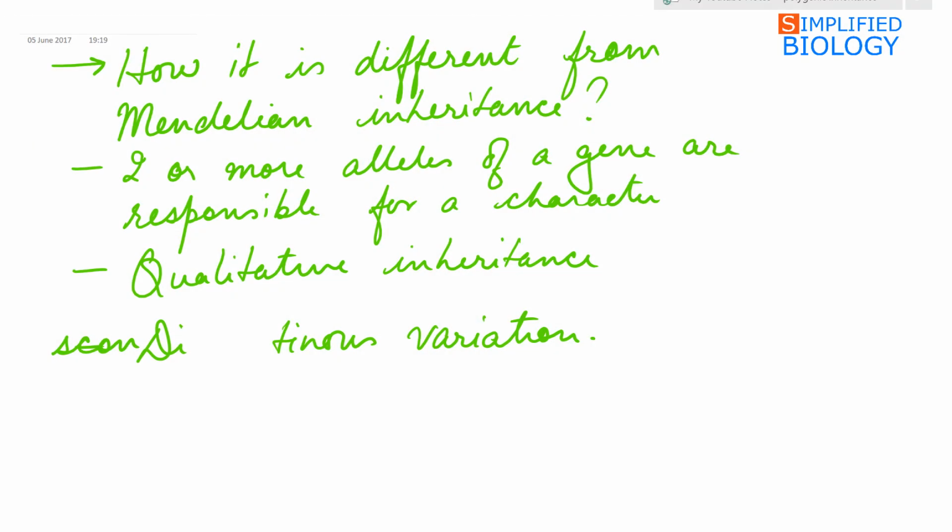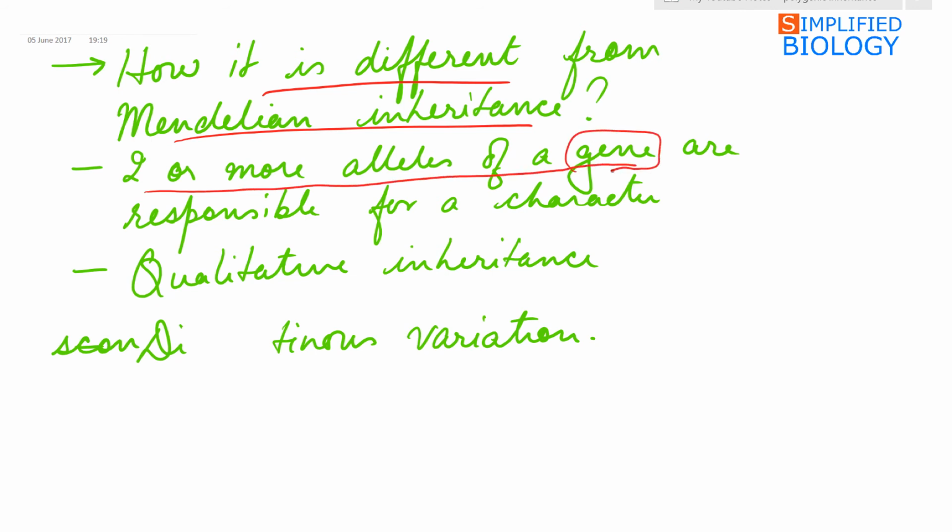Now, how is polygenic inheritance different from Mendelian inheritance? In Mendelian inheritance, it is two or more alleles of a single gene that is responsible for a character, while in case of polygenic inheritance, it is two or more pairs of non-allelic genes responsible for a character. Mendelian inheritance is qualitative inheritance, while polygenic inheritance is quantitative inheritance.